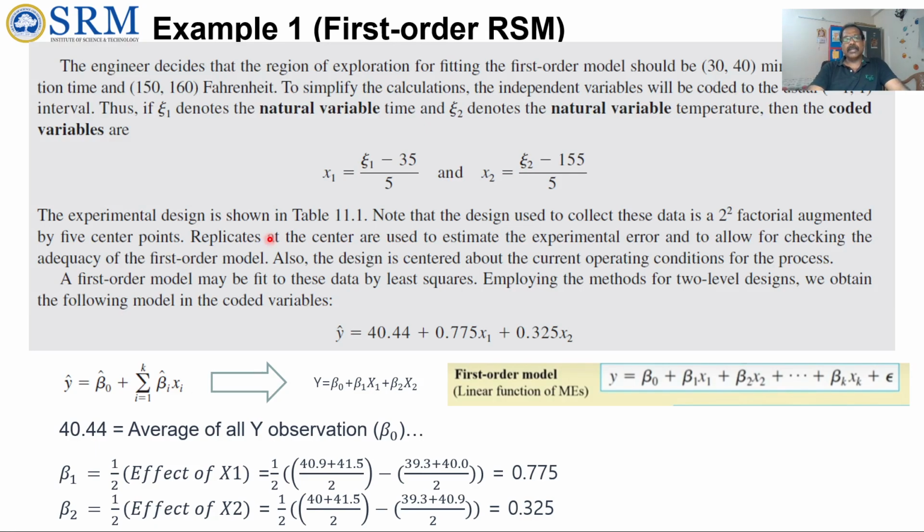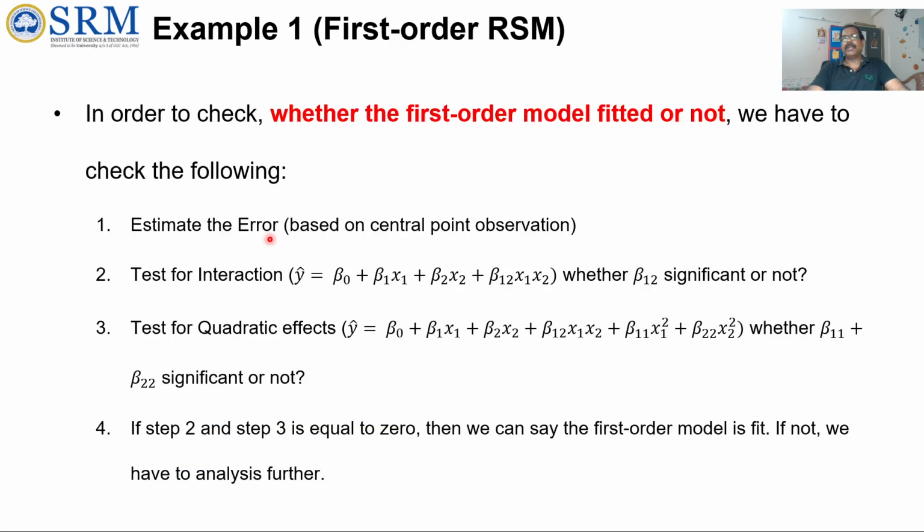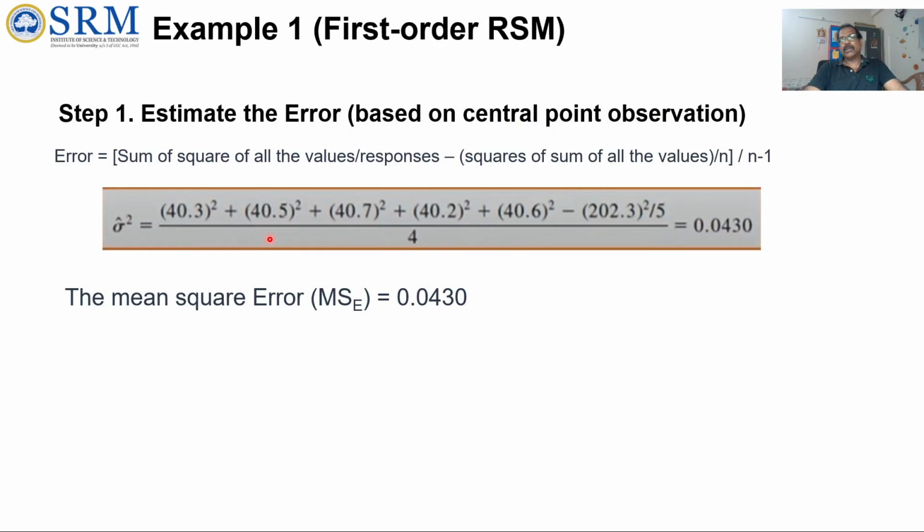First step, we need to calculate beta 0, beta 1, beta 2, and beta 1 1 plus beta 2 2 summation, then estimate the error, test of interaction, and test of quadratic effects, whether significant or not. To determine significance, we need to calculate the f value. For an f value, we need degrees of freedom and sums of squares of error. How to calculate the sums of squares of error or mean square error?